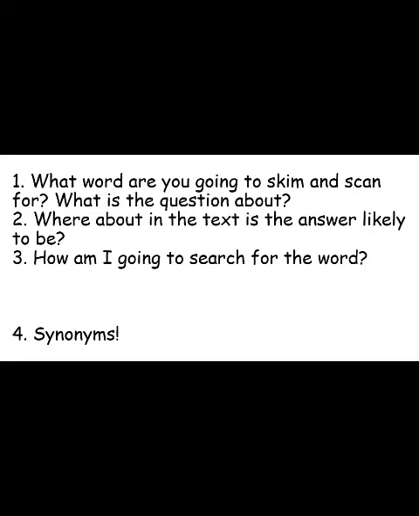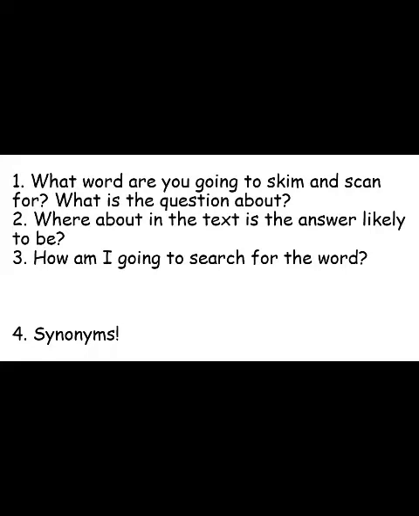So we'd discussed a couple of strategies for finding and retrieving information from the text. The first thing that I would ask you is, what word from that question are you actually going to skim and scan for? What is that question actually about? And then we would go on to, whereabouts in the text is that answer likely to be? Now you should create a picture in your mind about what happens in the text. So first they might go into the woods, next they might find a bear, and then lastly they might run away. So if we're asking for a description of the woods, it's likely to be at the beginning because that's when they're first in the woods.